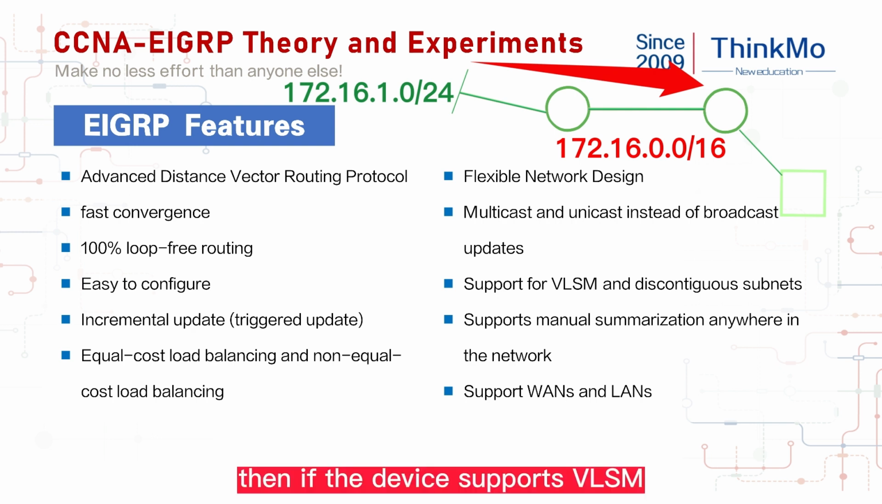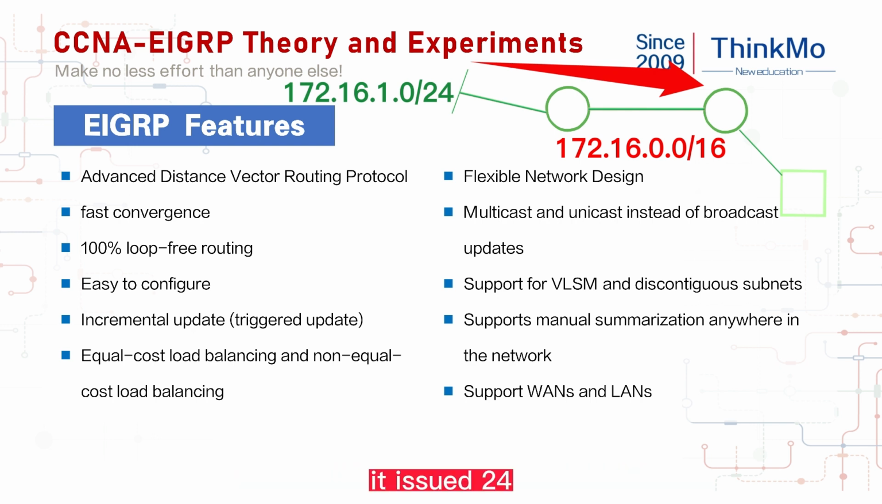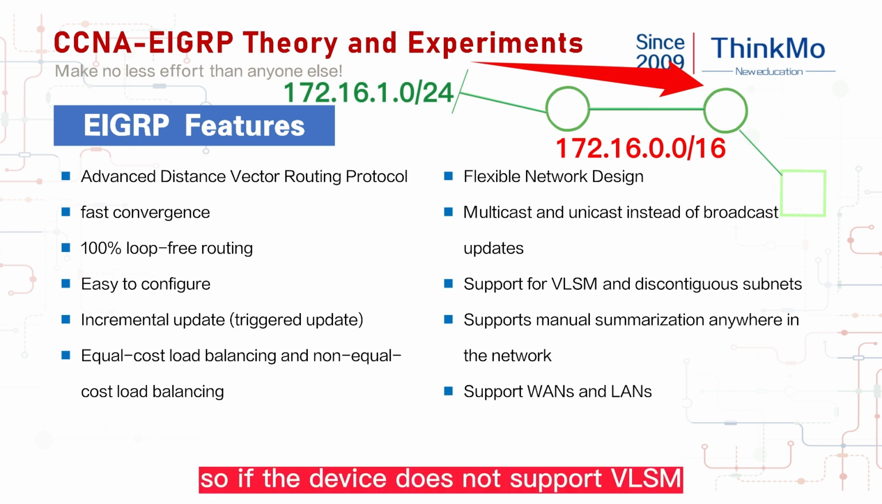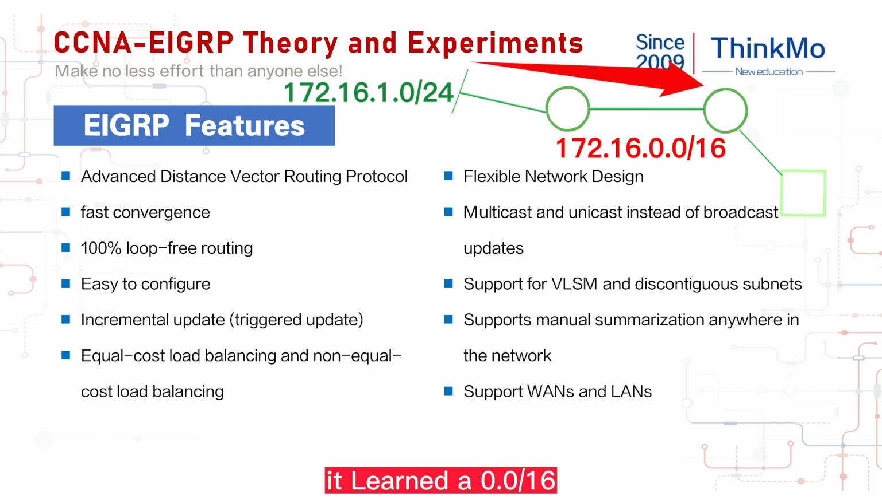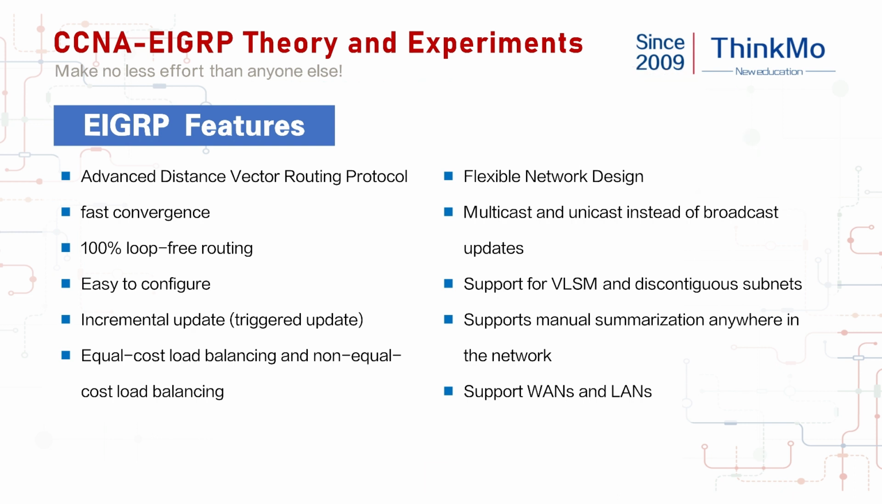Then if the device supports VLSM, it issued 24. Then what it learns is 172.16.1.0/24. So if the device does not support VLSM, what it actually learned was wrong. Because it is obviously 172.16.1.0/24, but it learned 172.16.0.0/16. This is definitely not right. So this is what we call VLSM. Okay. Let's finish the last point.